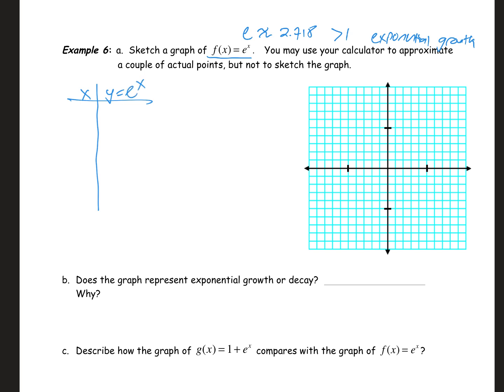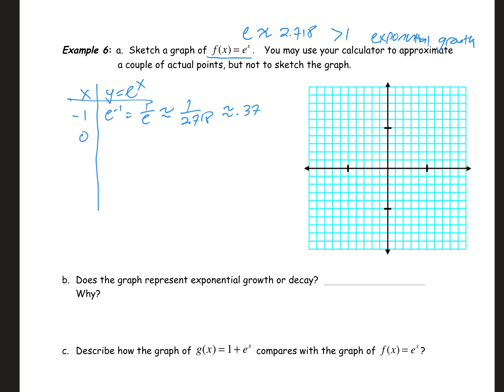If I pick -1 for x, the y value that goes with that is e to the negative first, which is 1 over e. If you were to punch that into your calculator, it's 1 over 2.718, which is about 0.37. It's going to be helpful to know these approximations for a couple values of e.